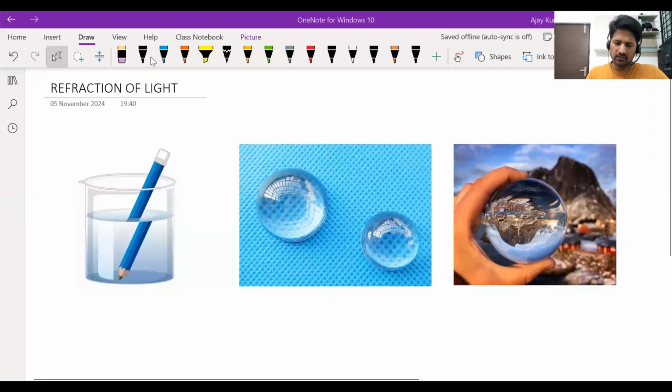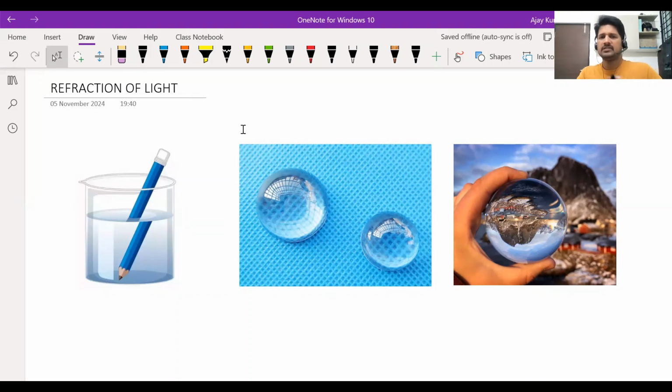So what you see here are examples of refraction in daily life. In the first case, it's obvious what is happening. It's a pencil partially dipped in water. The upper half of the pencil is in air, the lower half is in water, and we, the observer, are in air. When we look at the pencil, you can see how it appears.